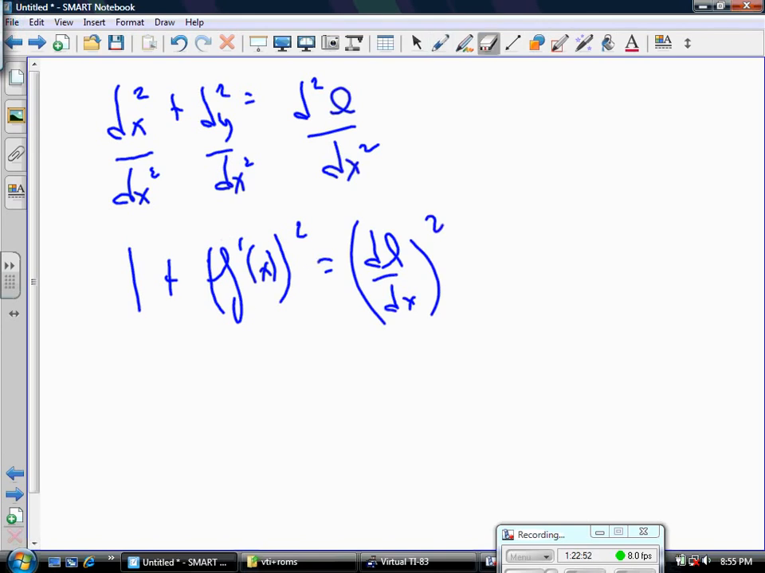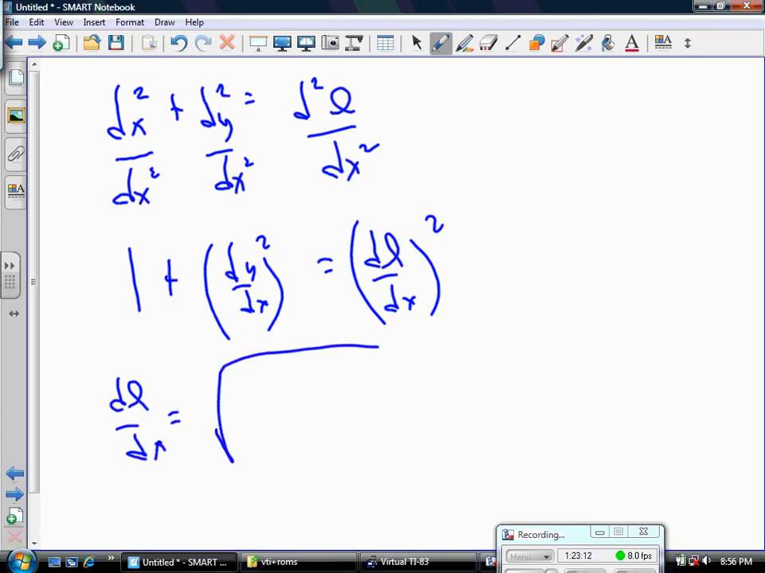I could have written this dy dx squared. Same thing as f prime, right? In this context, dy dx squared. Now remember what I'm trying to do. I'm trying to get L. I'm trying to get a formula for L, basically. How do you get L alone? Well, first of all, how do you get rid of this? That's square root. So dl dx is going to be the square root of 1 plus dy dx squared. How do I get rid of this?